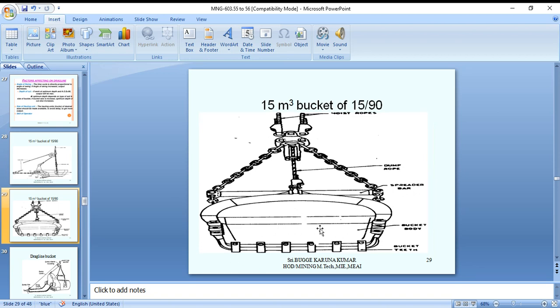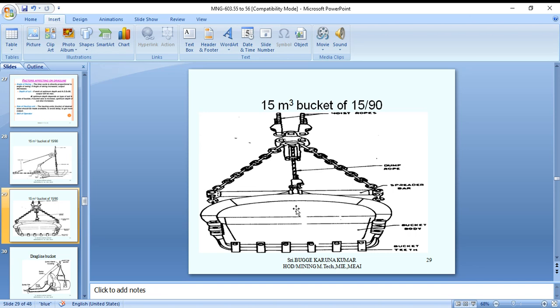These are the teeth. This is the depth of the bucket, and this is the height of the bucket. It is just like a box type, completely closed except that the top and front are open. All the remaining sides are closed. The chain will be attached here, and the other chain comes in, just like a weight balance with two plates.